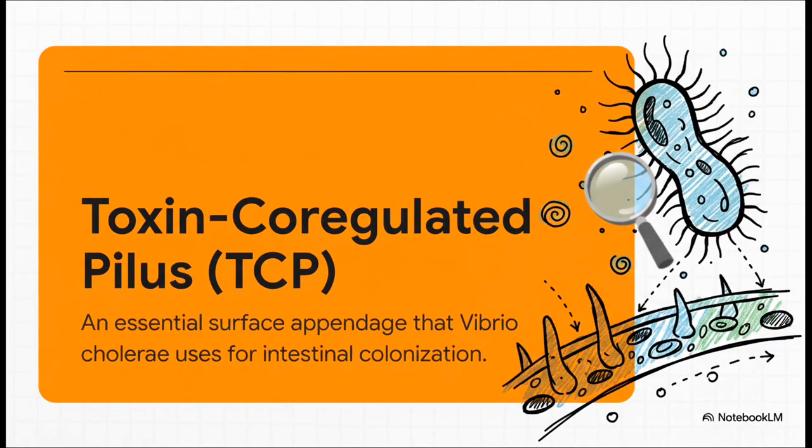So what is this TCP thing? Well, if you could zoom way, way in on the bacterium's surface, you'd see this tiny, hair-like thing sticking out. And let me tell you, it is absolutely essential for what comes next, colonization. I mean, without this thing, Vibrio cholerae has no way to get a foothold inside the intestine. It just can't cause the disease.